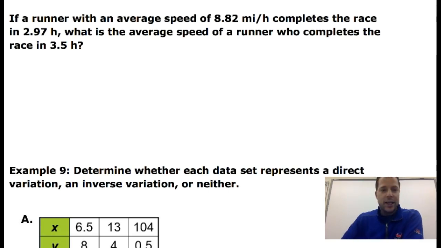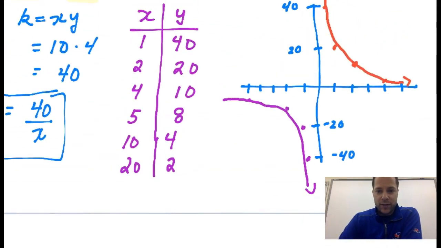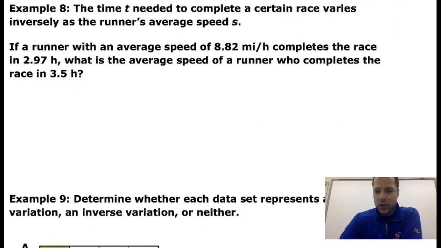All right, so we're looking at example 8. So we just finished this graph here. That's what inverse variation looks like. We'll talk a little more in class about that. Number 8, the time t needed to complete a certain race varies inversely. So there's your key sentence, or your key terminology, varies inversely. That's going to tell you the equation that we're going to be using for this problem.